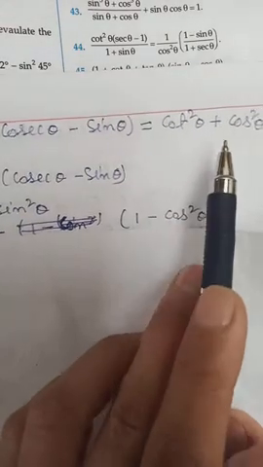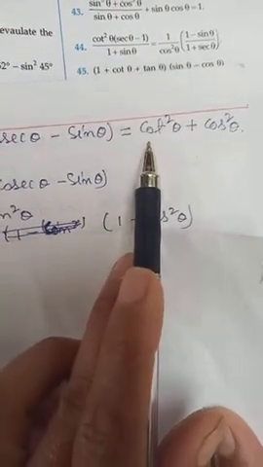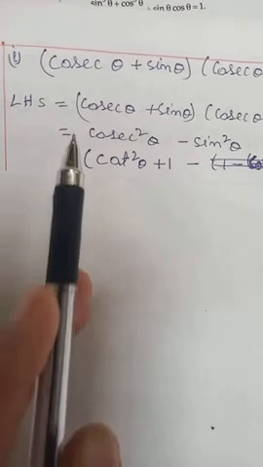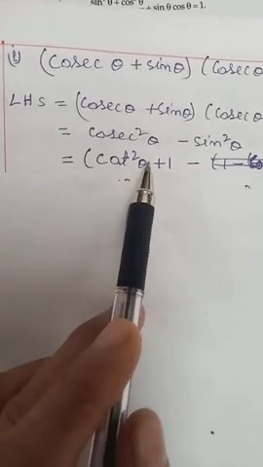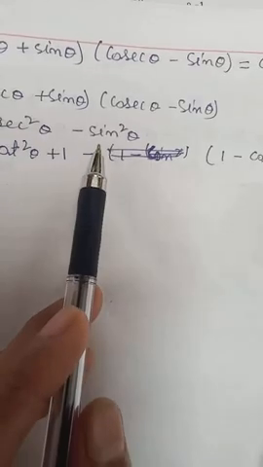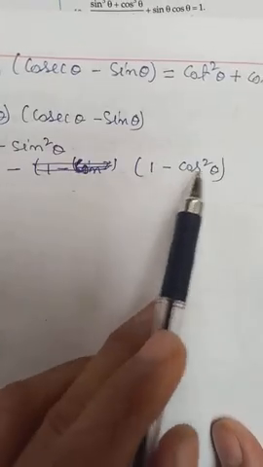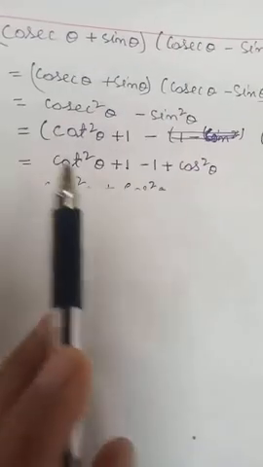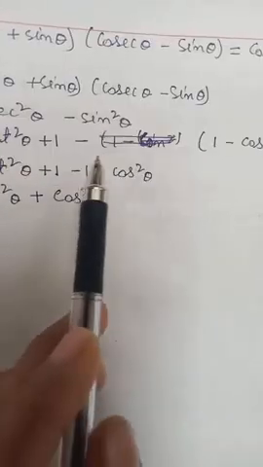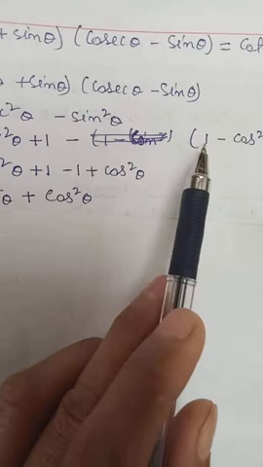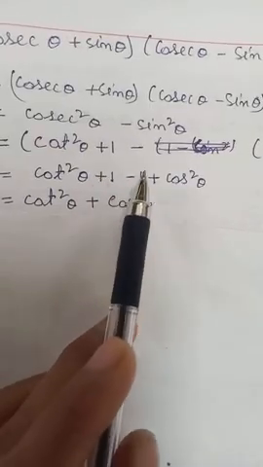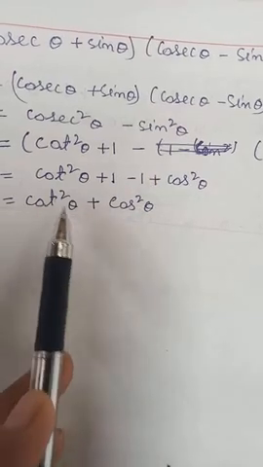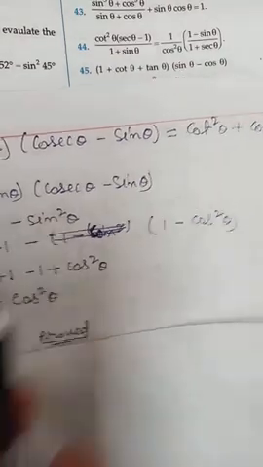Then here we want cos and cot, so let's apply the identity. Cosec square theta, we know, is cot square theta plus 1. Then sin square theta, we know, is 1 minus cos square theta. This one we cannot do anything with. Here minus into minus becomes plus. 1 minus 1 is 0. We are left with cot square theta plus cos square theta, which is equal to the right hand side.